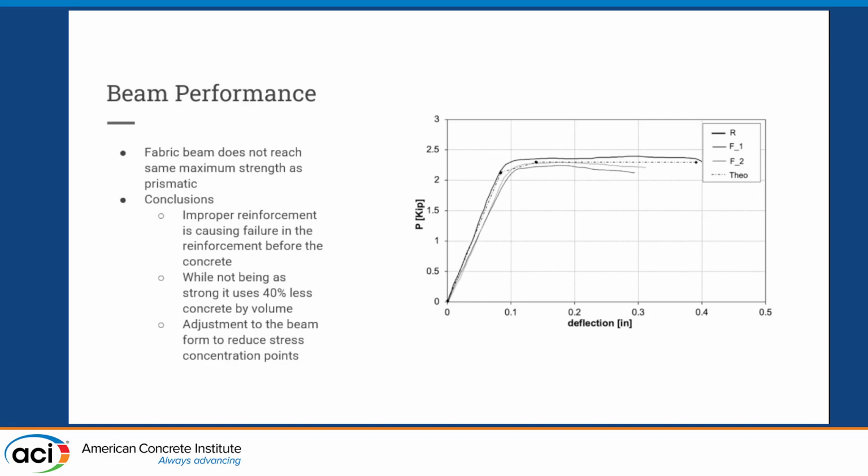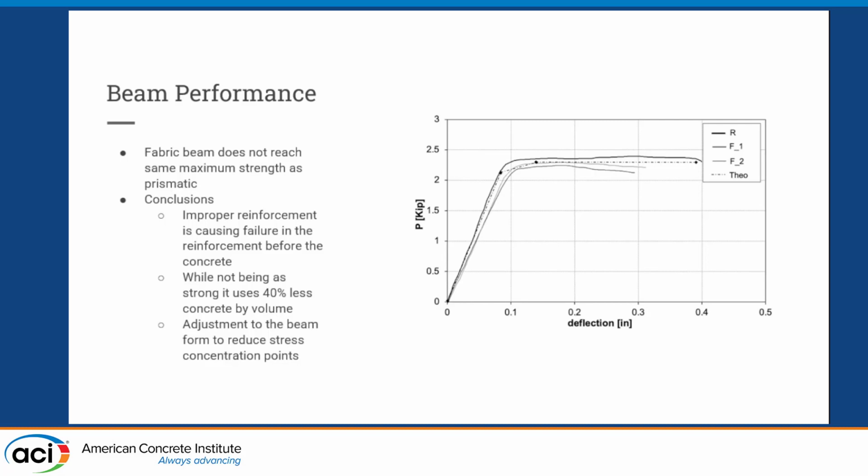So for the beam's actual performance, we found that the fabric beam did not reach the same maximum strength as the prismatic beam. And this could be seen because of the modes of failure. So our prismatic beam failed right in the center, while our fabric beam failed in the narrow section due to a shear failure. This makes sense because in our design, we didn't include any shear reinforcement for either beam.